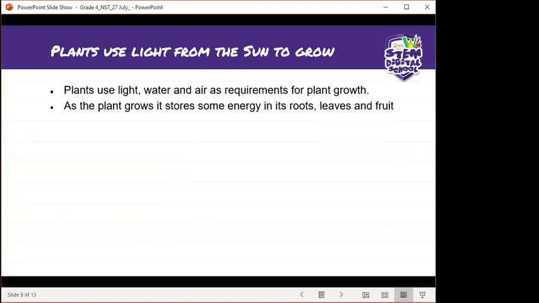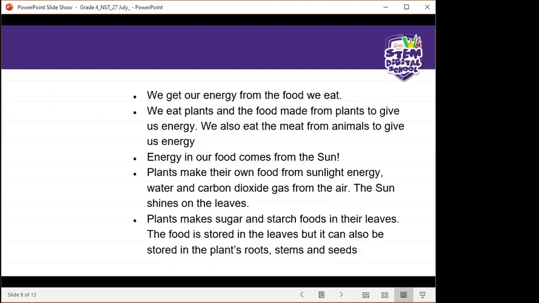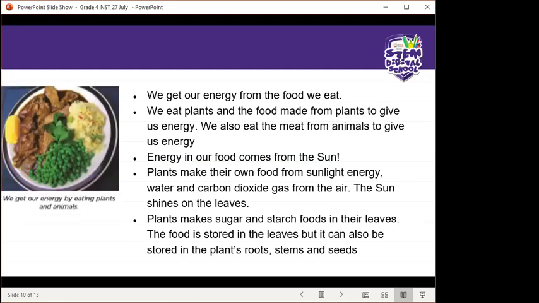So plants use light, water, and air as the requirements for plant growth. As the plant grows, it stores some energy in its roots, leaves, and fruits. Okay, guys. So here we have the example, and then we get our energy from the food we eat. We eat plants, and the food made from plants gives us energy. We also eat the meat from animals, and they give us energy. Energy in our food comes from the sun. Okay, so whatever plate of food you are eating, the energy comes from the sun. And if you are asked to give a food chain or an energy chain, you always start from the sun.